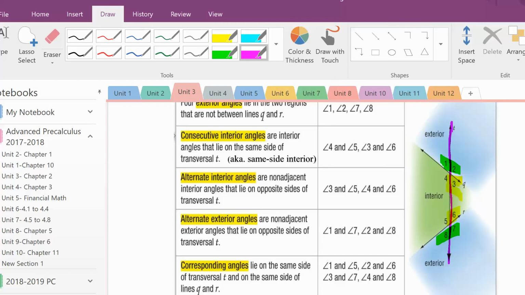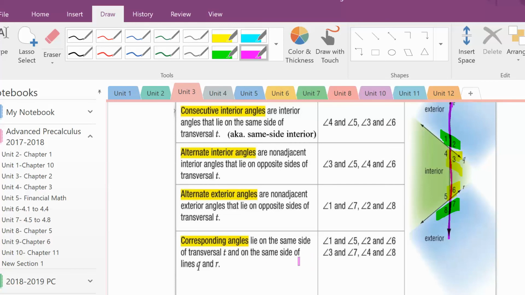And then, last but not least, if they lie on the same side of the transversal and one of them's an interior and one of them's an exterior, then they're what are called corresponding. Like, for example, 1 and 5 are corresponding because notice 1 and 5 are in the same spot, just on different lines. Notice 1 is the upper left corner, and so is 5 is the upper left corner on the line. Same with 2 and 6. Same with 3 and 7. Same with 4 and 8. Those are what are called corresponding angles.